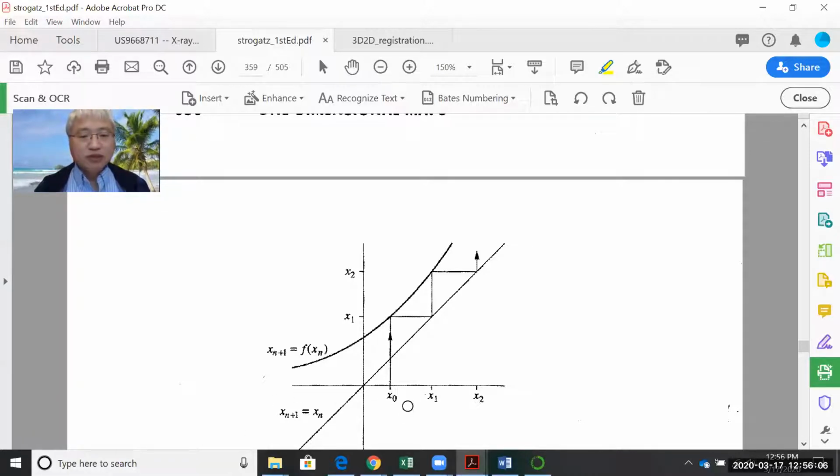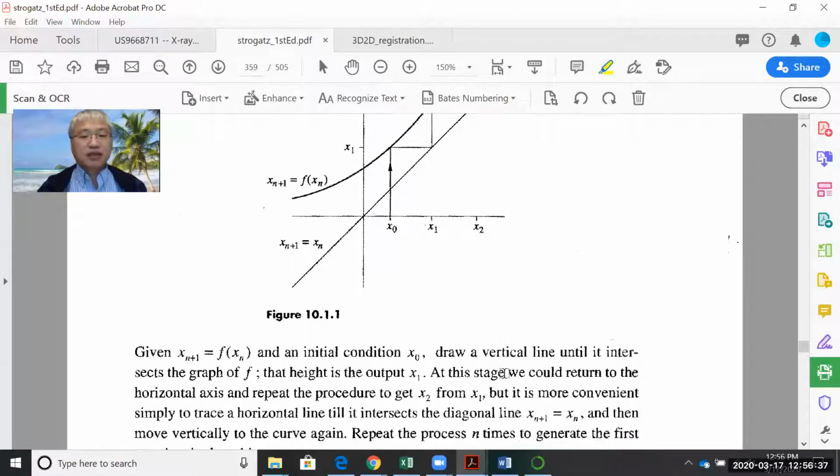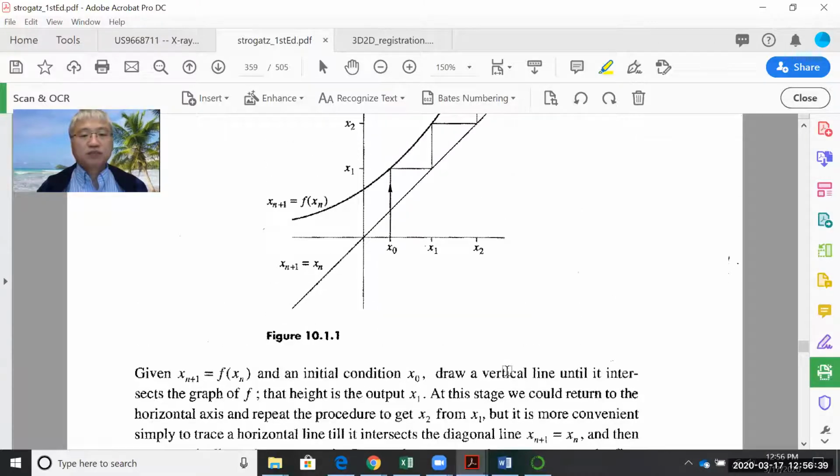So let's say I choose x0, and then I evaluate the function f(xn). That gives you x1, and then you go horizontally. It intersects with this line, which is xn+1 equal to xn. Then I get x1, and then I evaluate the function at x1, and then go horizontally and keep going on. So that's how we propagate from x0 to x1, x2, and so on and so forth. So that's a cobweb construction.